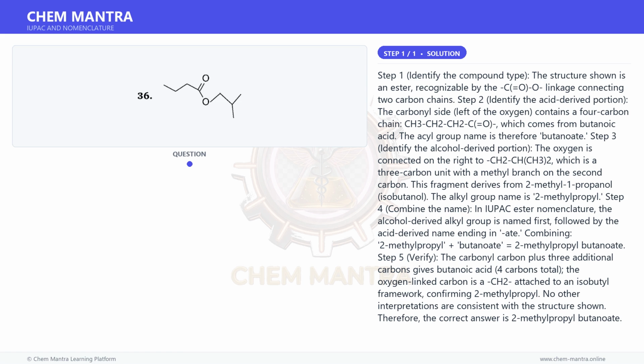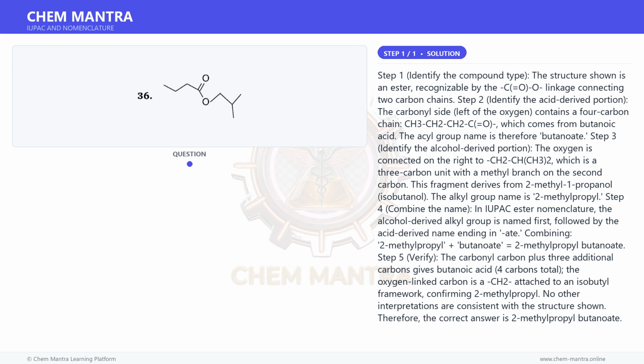Step 2. Identify the acid-derived portion. The carbonyl side, left of the oxygen, contains a 4-carbon chain, CH3, CH2, CH2, C=O, which comes from butanoic acid. The acyl group name is therefore butanoate.